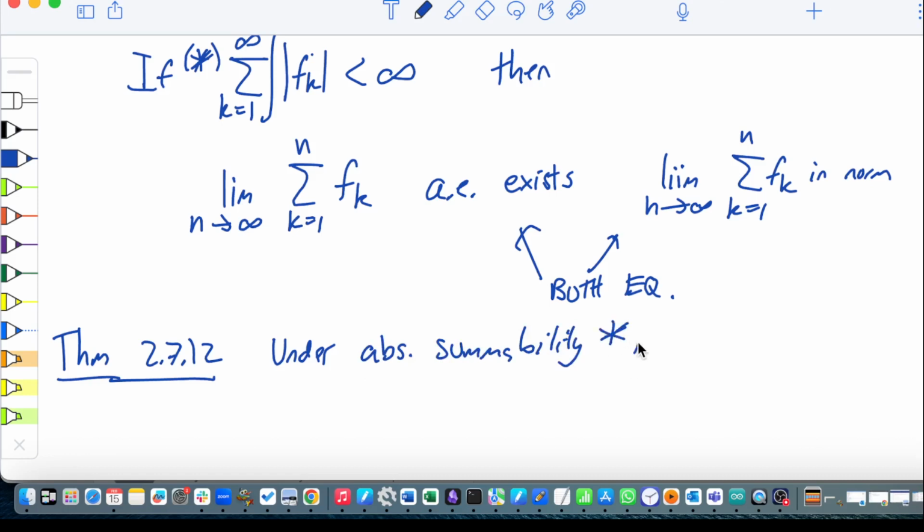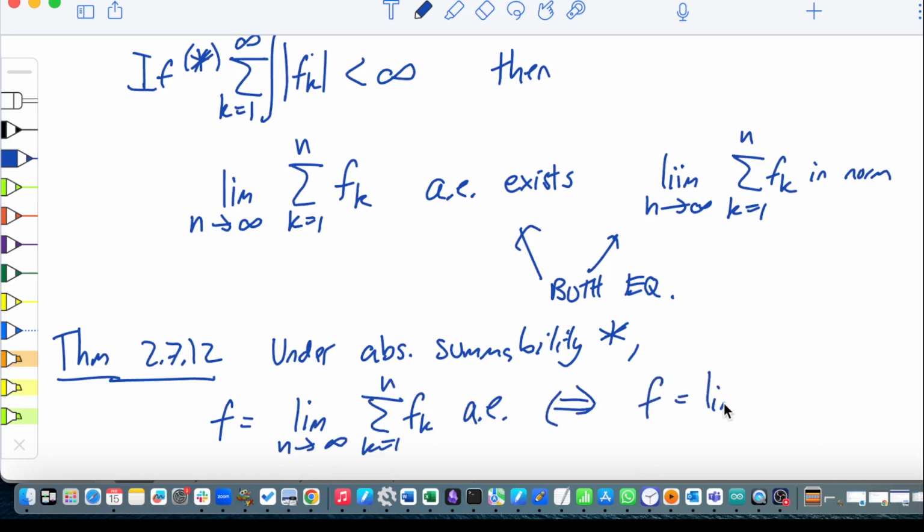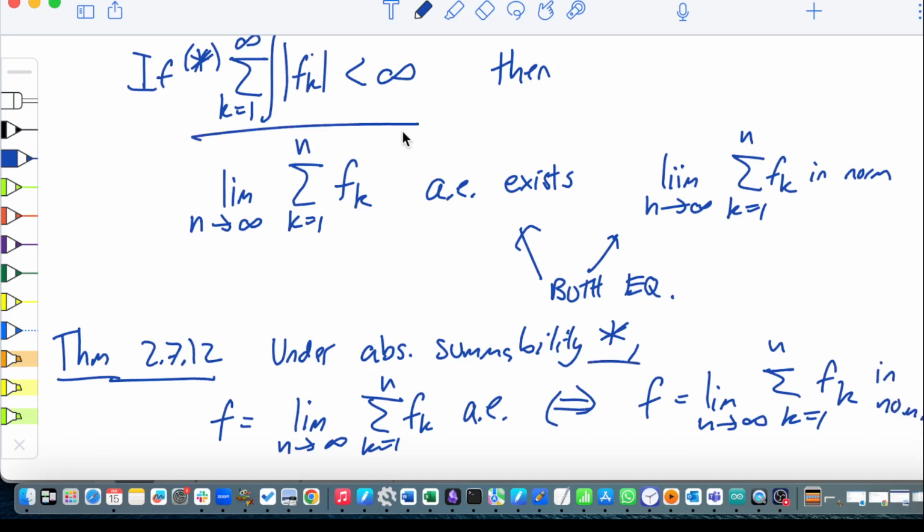So you have the summability condition, then f is the almost everywhere limit if and only if f is the in norm limit. They're both the same. So you can't have these weirdo examples that I keep throwing at you guys. They cannot happen as long as you have this absolute summability condition star. That thing will protect you.